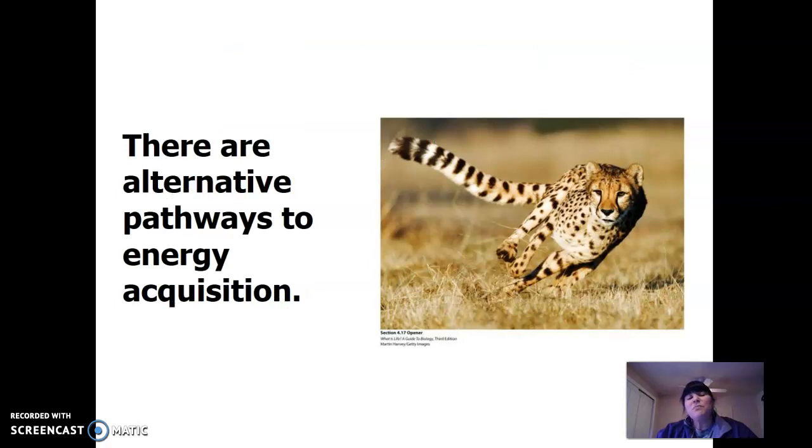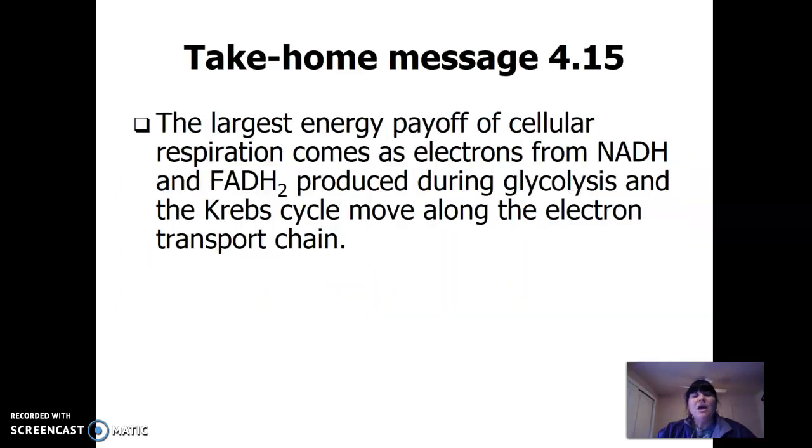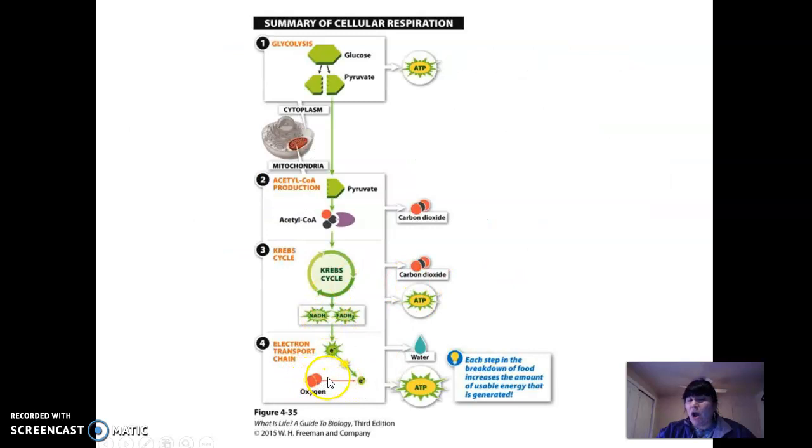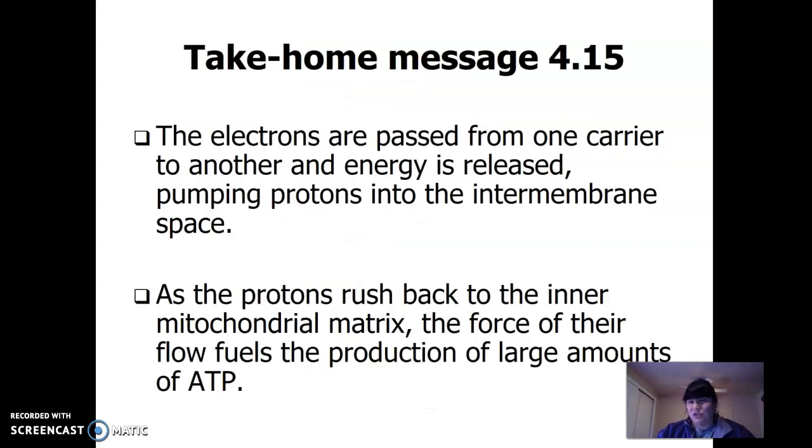There are alternative pathways to energy acquisition. So cellular respiration is not the only one. There are other ways in which organisms can release energy. So here's a cheetah, right? One of the fastest terrestrial animals. So there's what's called aerobic pathways, and there are what are called anaerobic. Aerobic, requiring oxygen, okay? So oxygen is the final electron acceptor to pump out those ATPs. Anaerobic means releasing ATP without the use of oxygen.